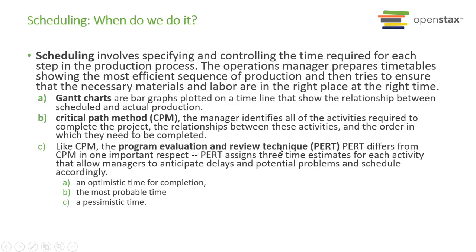And the program evaluation review technique, the PERT, differs from CPM. The PERT assigns 3 time estimates for each activity that allow managers to anticipate delays. And so there's an optimistic time for completion, a probable time, and a pessimistic time. Again, you will learn way more about this and in a quantified manner. This is why statistics and business statistics are a requirement in business so that when you take a class like operations management, you can appreciate it. Hopefully I'm not scaring you from it. It's just part of the deal.